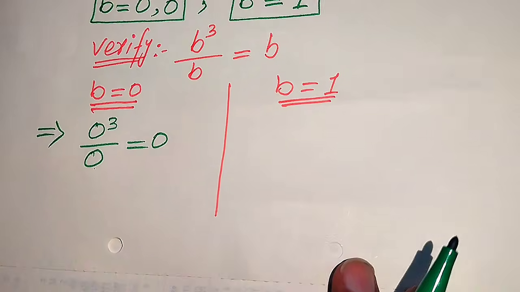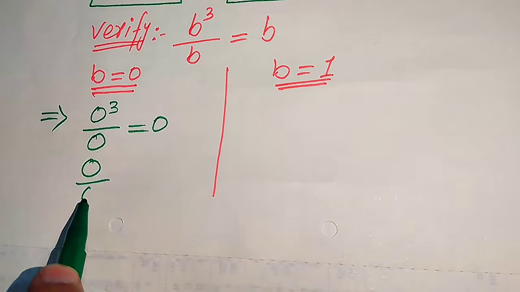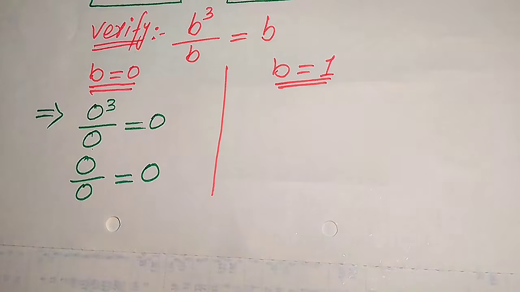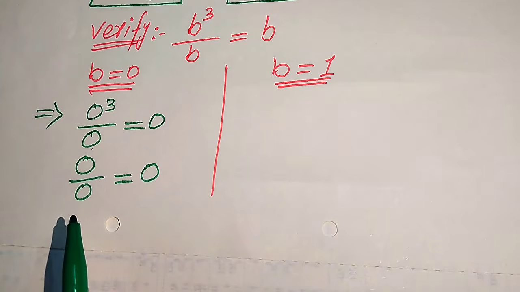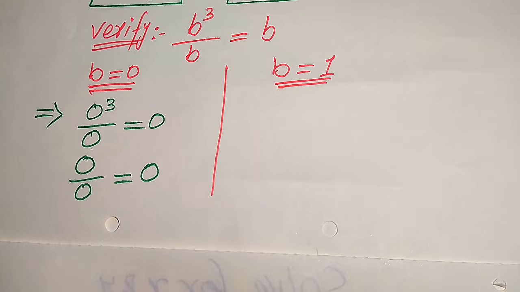So here we have 0 cubed becomes 0, and this will be written as 0 over 0 form equals 0. And here you clearly see that the left hand side becomes 0 over 0 form, or in other words we say that it is the indeterminate form. Or we further say that 0 over 0 form is called the undefined form.